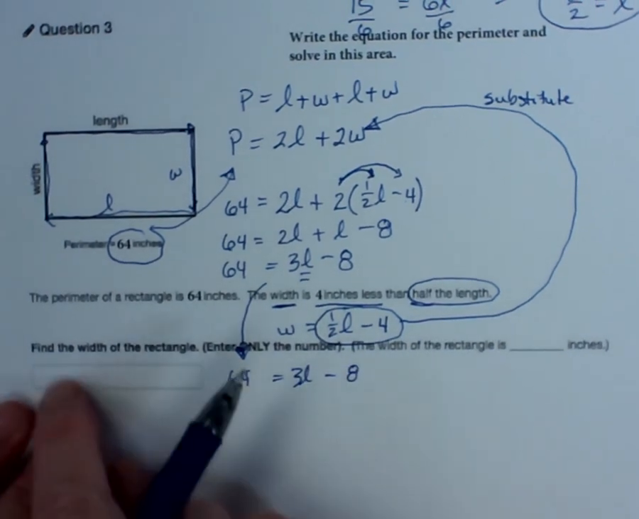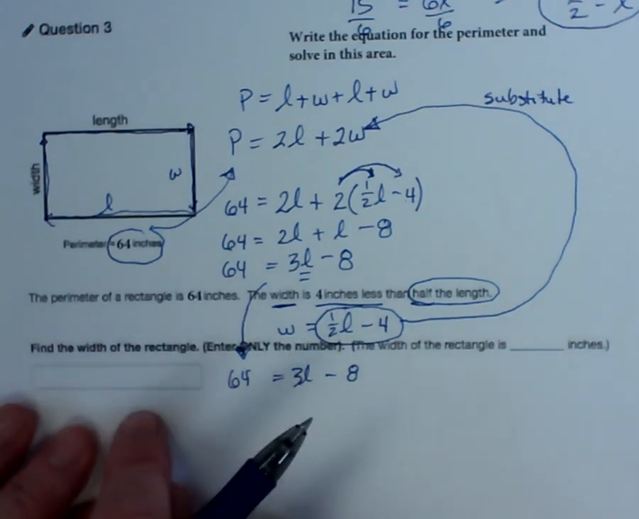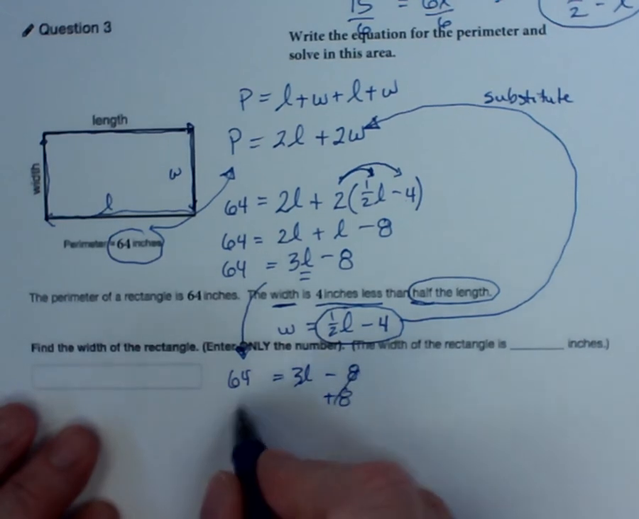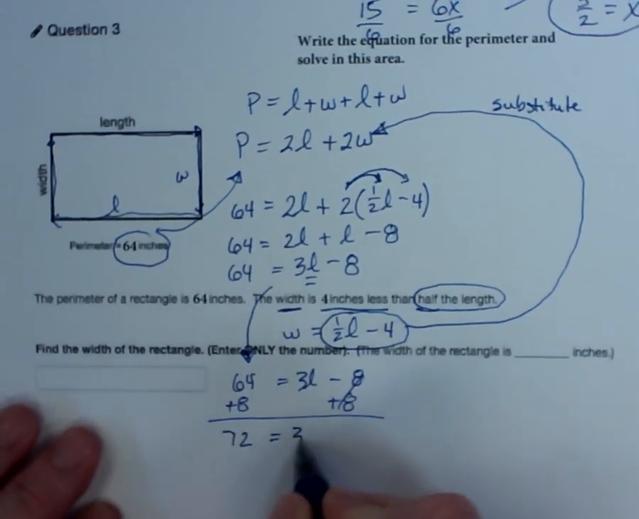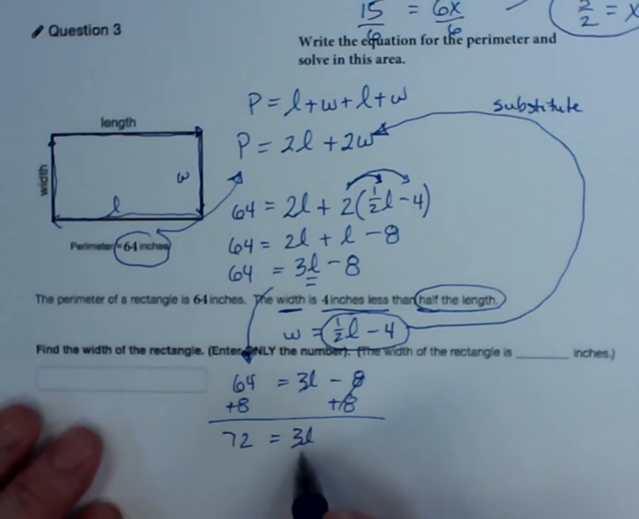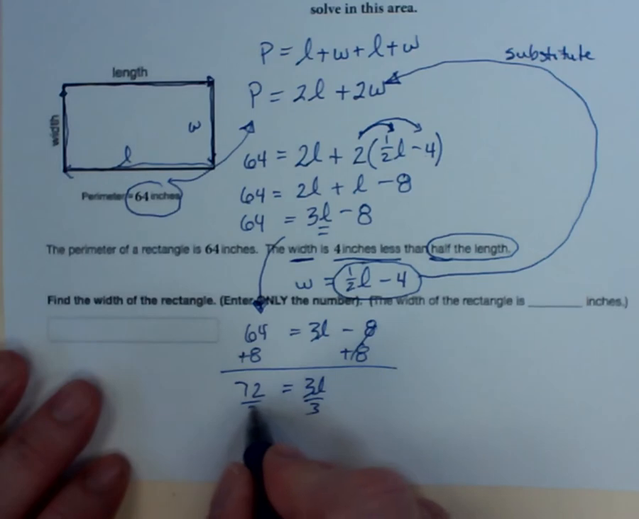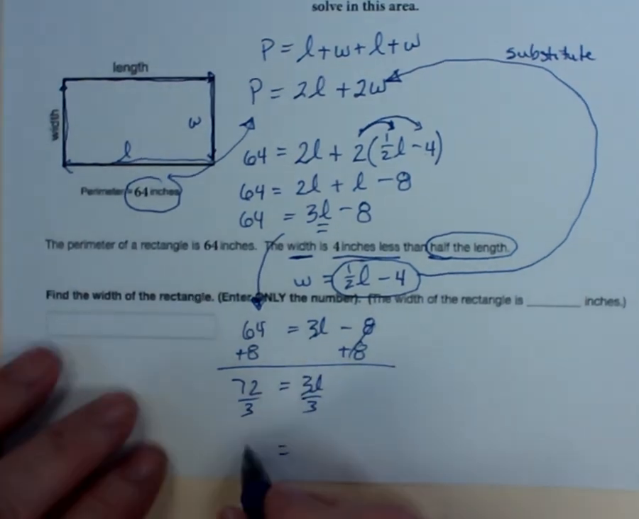This little object here is from Illuminate, so there'll be a box there to enter your values. We need to add 8 to both sides. 72 equals 3L. Divide by 3. So I don't run out of space. And that's 24, I believe.